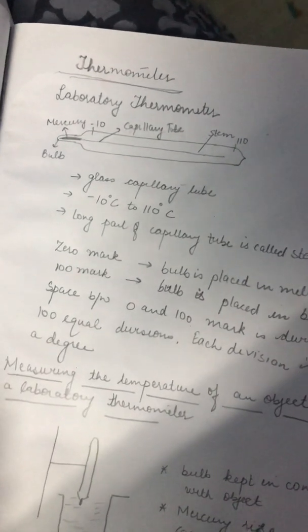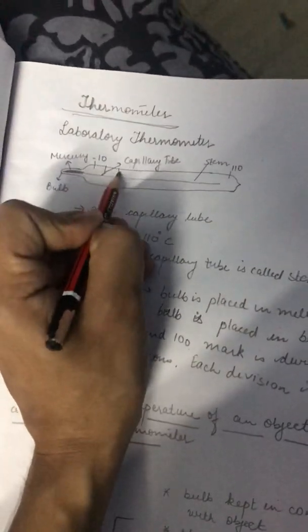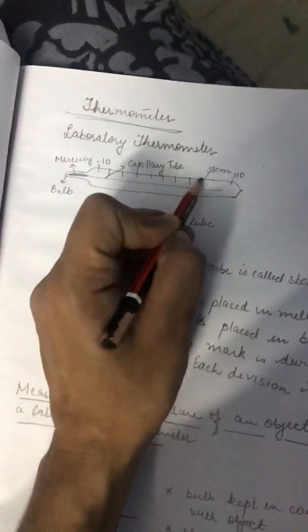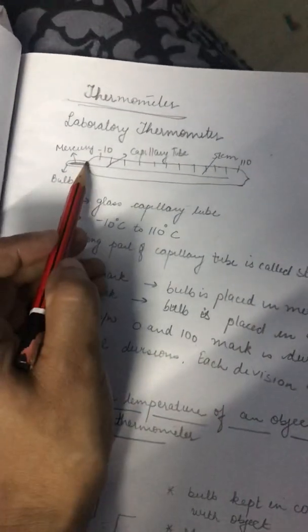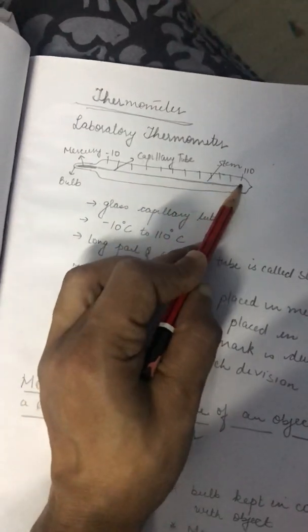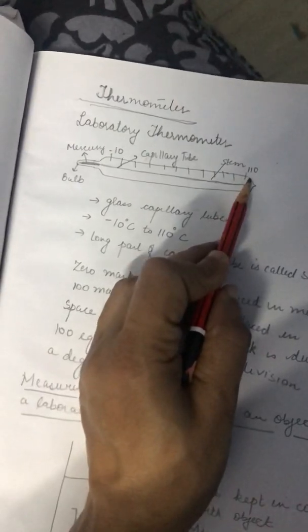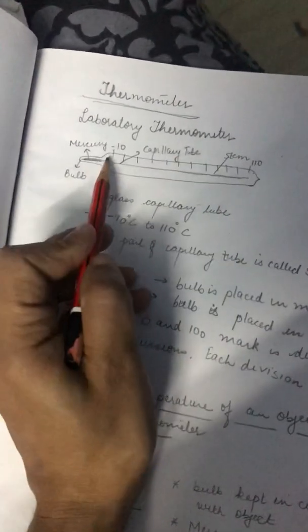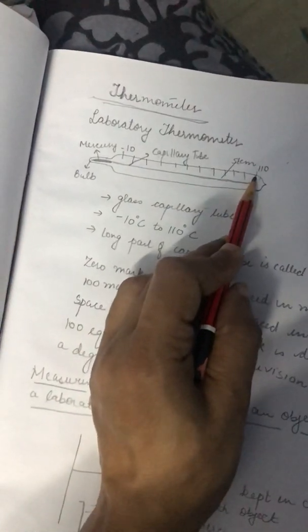This thermometer looks almost the same as the clinical thermometer you have in your home, but yes, the readings given on the scale are different. You can see that in your books also. It has a bulb and a tube in which the mercury flows, with markings from -10 degree to 110 degree on the scale.